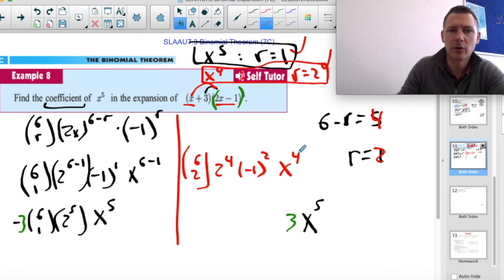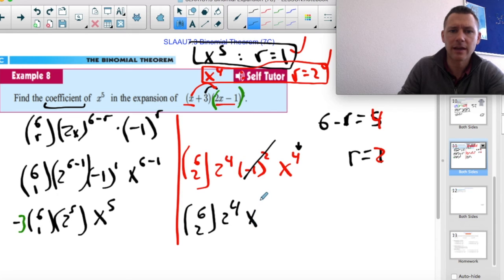When this x multiplies in, you get an increase in that exponent. So you'll get 6 choose 2, 2 to the 4, negative 1 squared is nothing, and this is x to the 4th. When you multiply the x in, it becomes x to the fifth. Now they're just talking about the coefficient, so we don't need to talk about the x to the fifths. The coefficient is going to be this plus that.